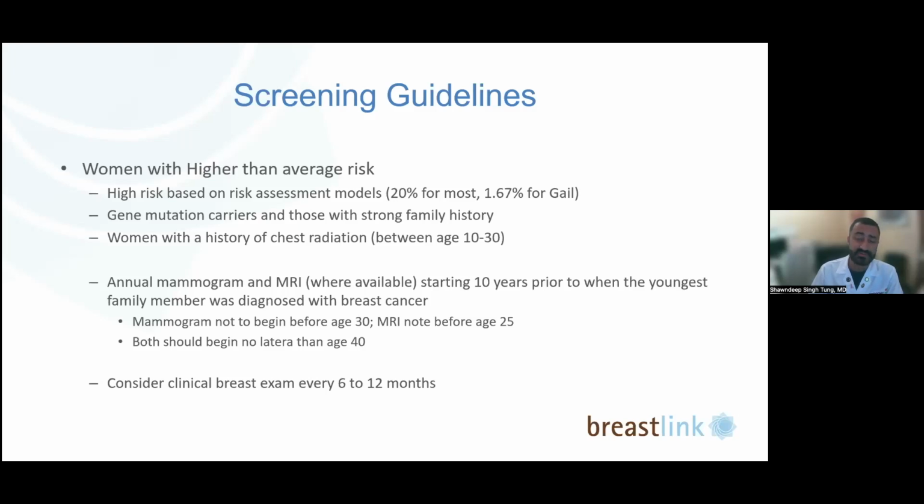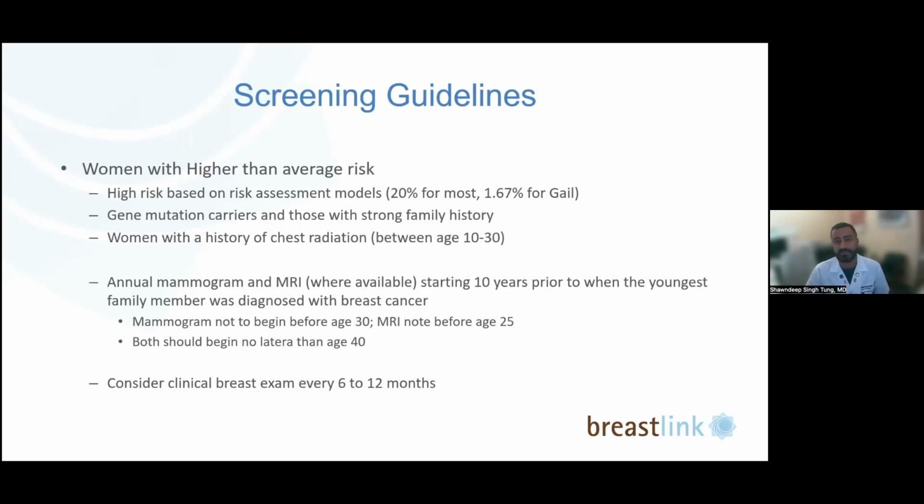People who didn't necessarily have that risk assessment but are gene mutation carriers are obviously going to be at higher risk, as well as those with strong family histories. And specifically women who may have had chest mantle radiation between the age of 10 and 30, that's another patient population that we want to be certain we're screening at a higher risk.